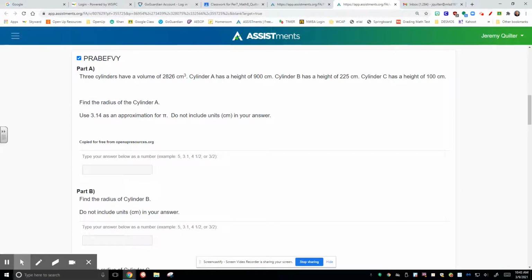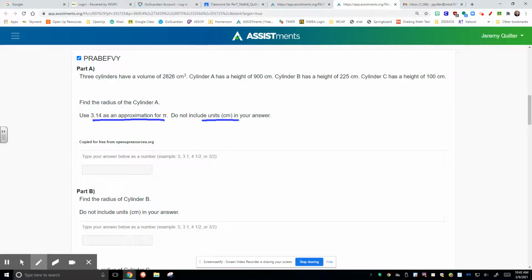We have 3 cylinders in this next one. They have a volume of 2,826 centimeters cubed. Cylinder A has a height of 900 centimeters. B has a height of 225 centimeters. And C has a height of 100 centimeters. In this case, we are going to use 3.14 as an approximation for pi. Do not include the centimeters in your answer.